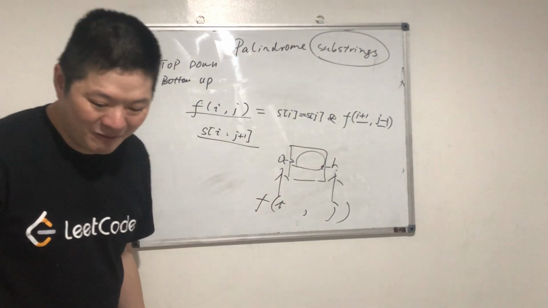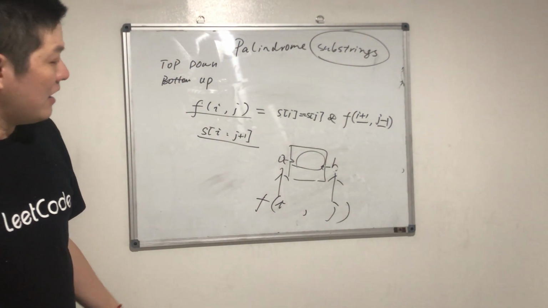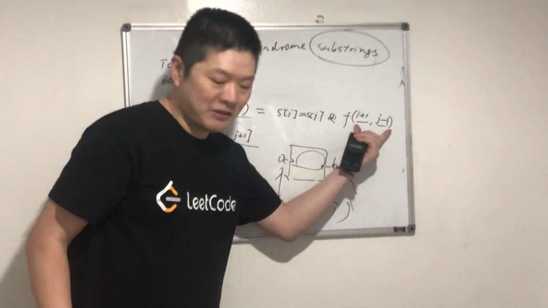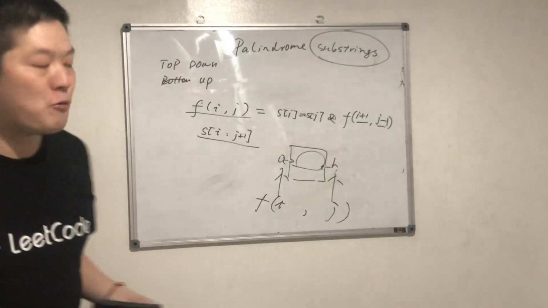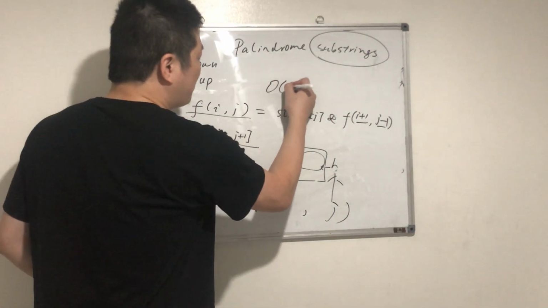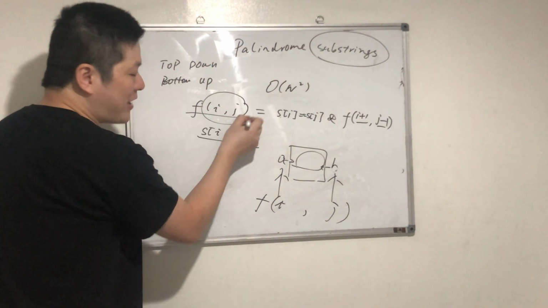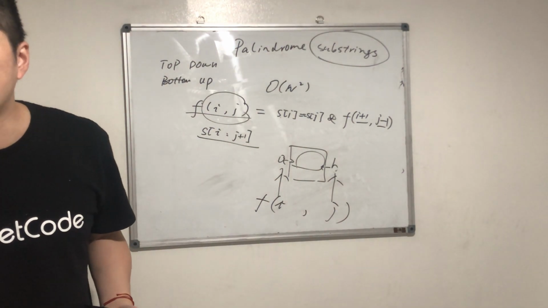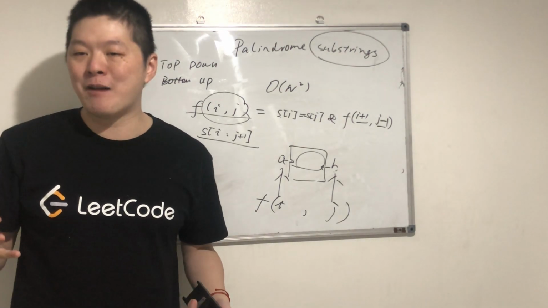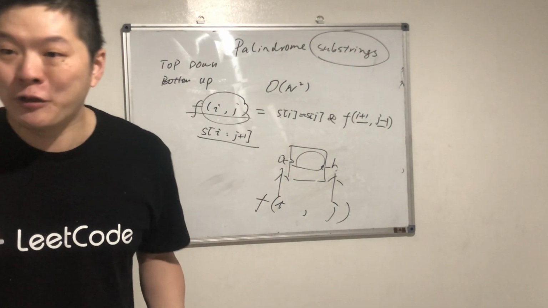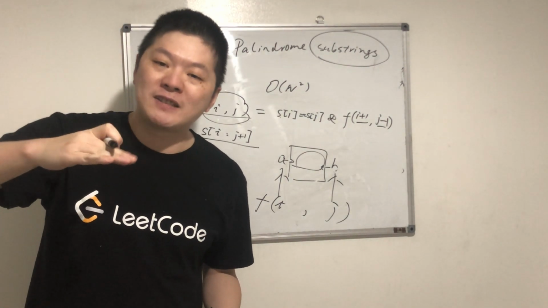Do you understand? So we can save this value, right? We can save each Fij. So we need O(n square) to calculate these Fij values, and then we just need O(1) constant time to get each one. So overall time complexity will be O(n square).